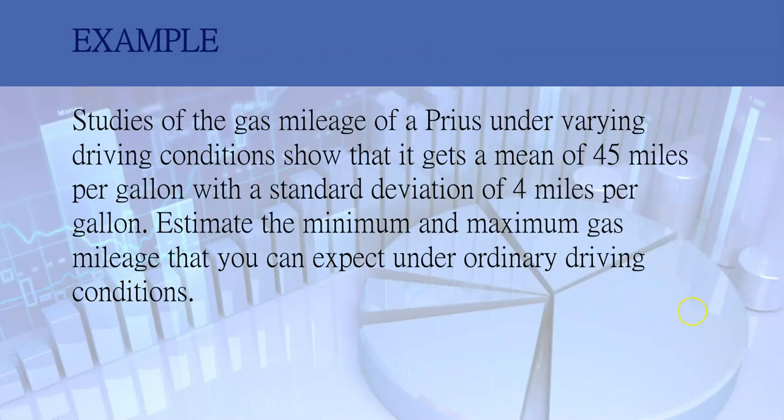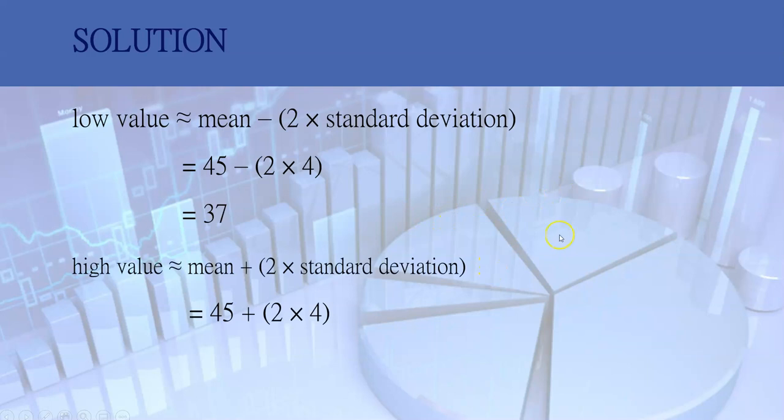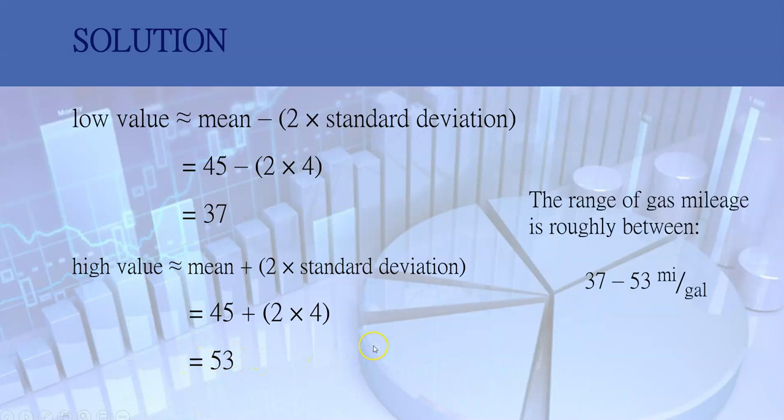So here's an example. Studies of the gas mileage of a Prius under varying driving conditions show that it gets a mean of 45 miles per gallon with a standard deviation of 4 miles per gallon. Estimate the minimum and maximum gas mileage that you can expect under ordinary driving conditions then. So since we know the mean and the standard deviation, we can find the minimum and the max by plugging in the mean minus and the mean plus. So the mean minus 2 times 4 is 37, and the mean plus, 45 plus 2 times 4, is 53. That means minimally you should expect 37 miles per gallon all the way up to 53 miles per gallon.